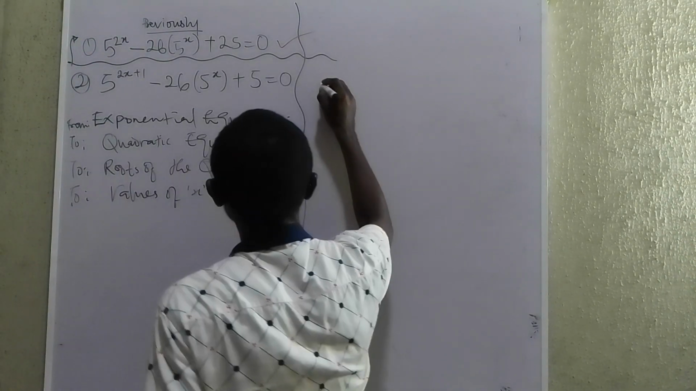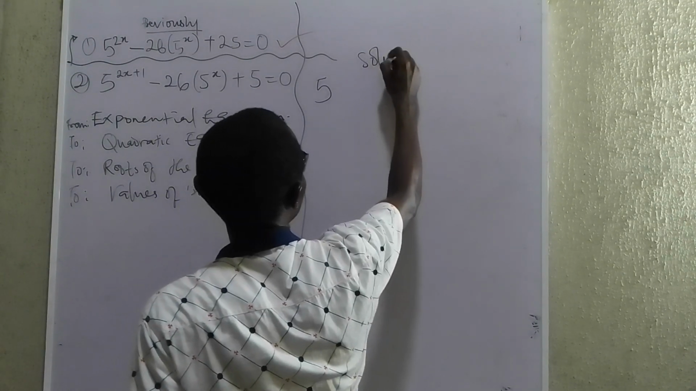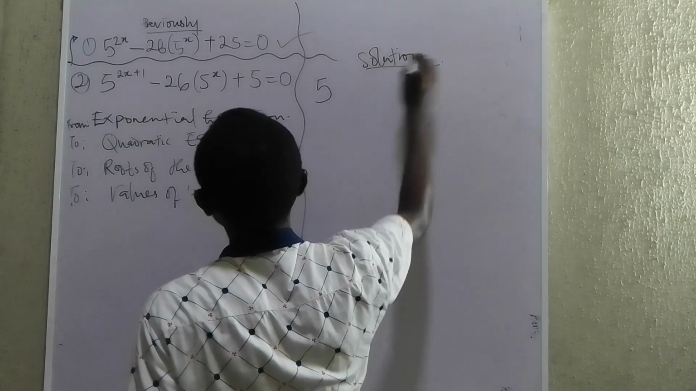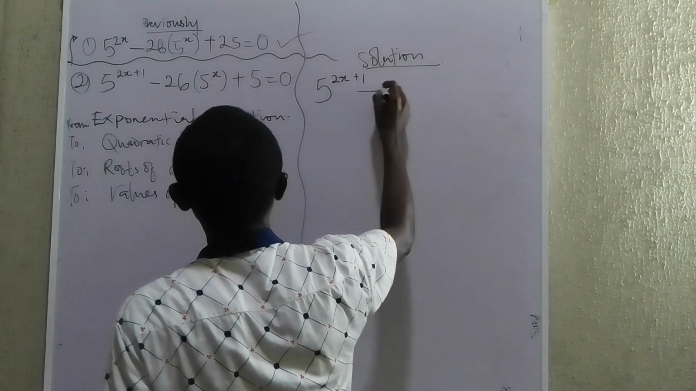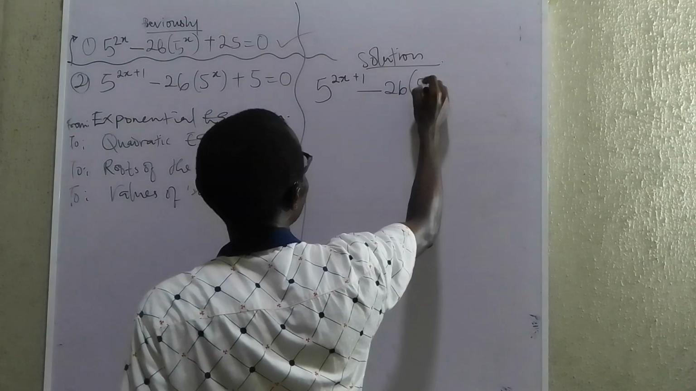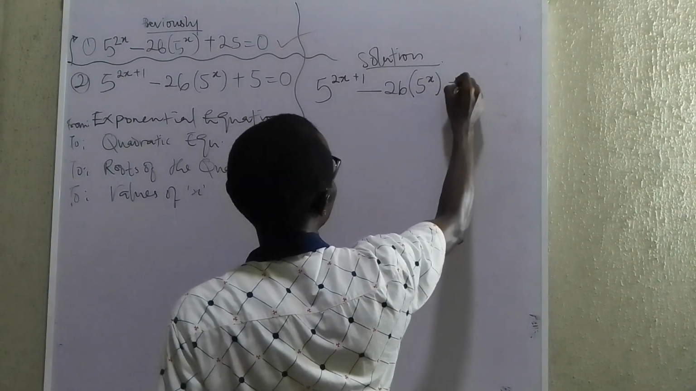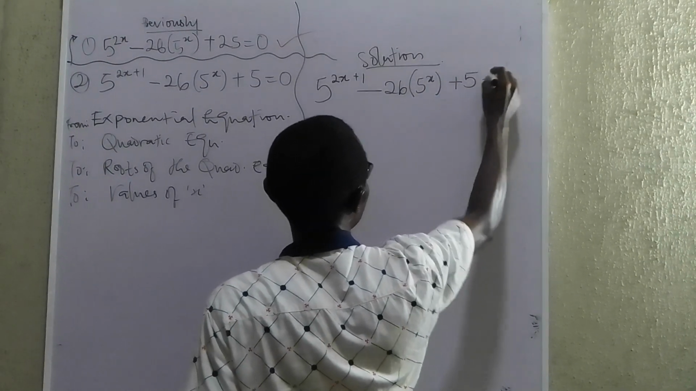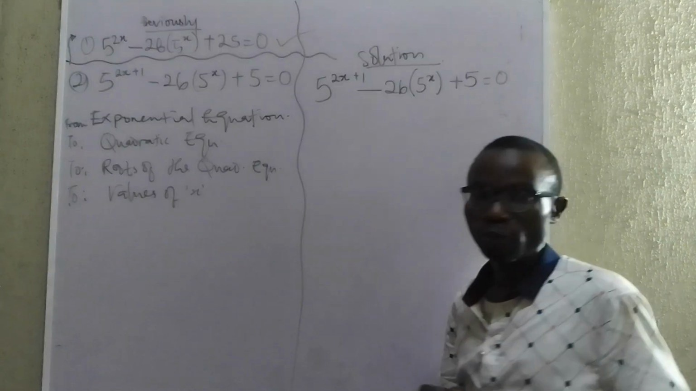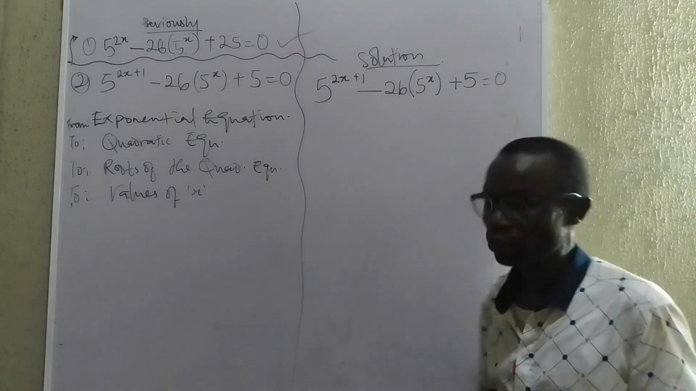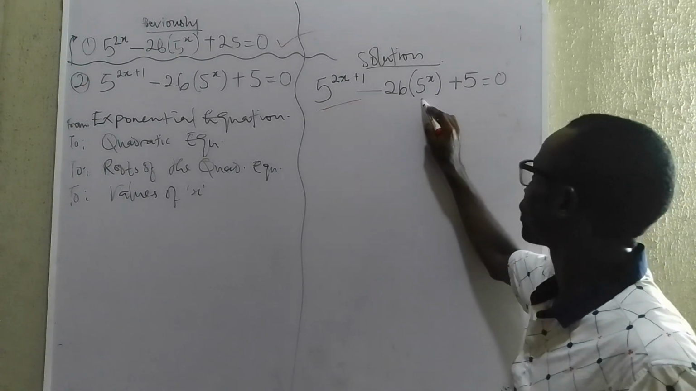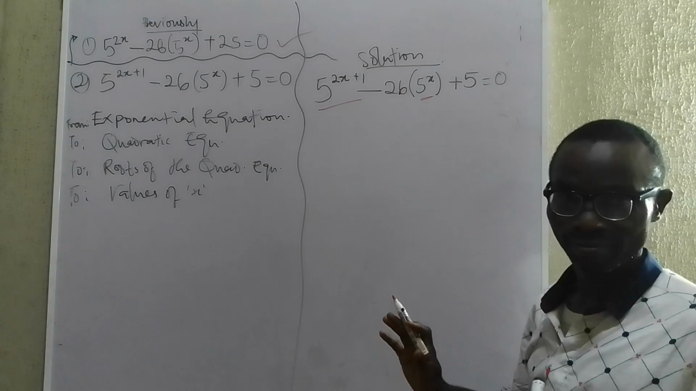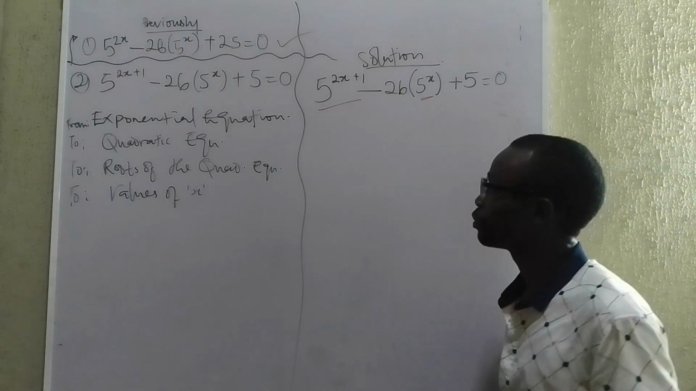Now let's come here. This is 5 to the power x plus 1, minus 26, 5 raised to the power of x, plus 5 is equal to 0. Now, the first thing, don't forget, make this place look like here. Now, what we'll do is this.